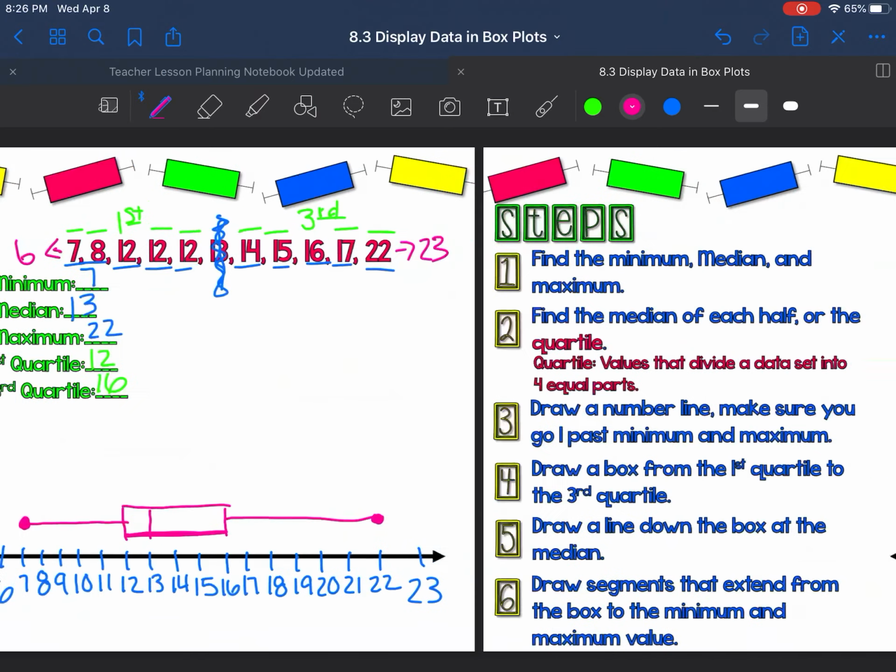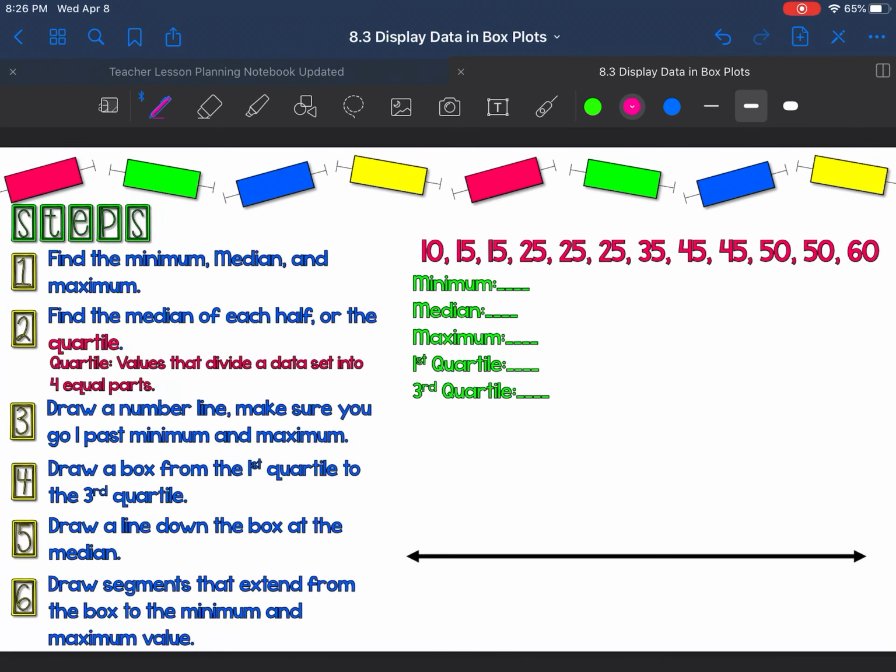So let's keep taking a look at some more problems. Now, let's make it a little difficult, not much difficult. This time, let's see what happens when I have an even number of data points, okay? So, same thing I'm going to do. I'm going to find my minimum, my median, and my maximum. It's easy to start because my minimum is my first number, 10, and my maximum is my last number, 60. Now I need to find my median. So I'm just going to go back and forth until I reach that number in the middle.